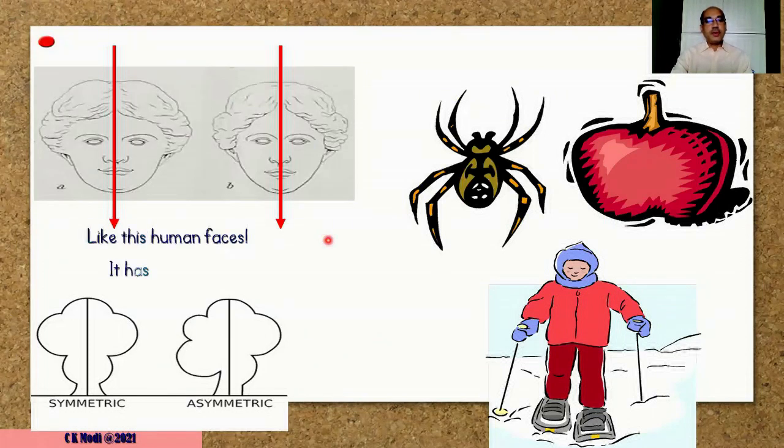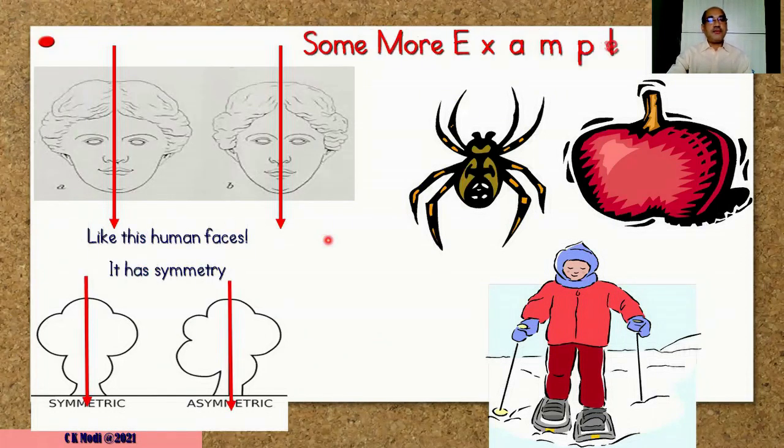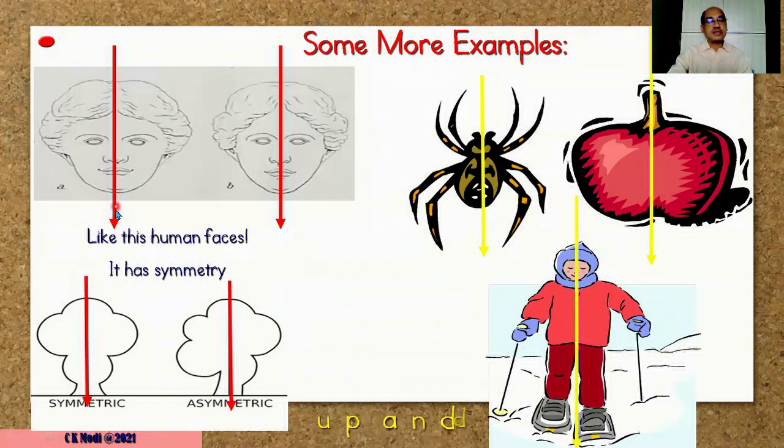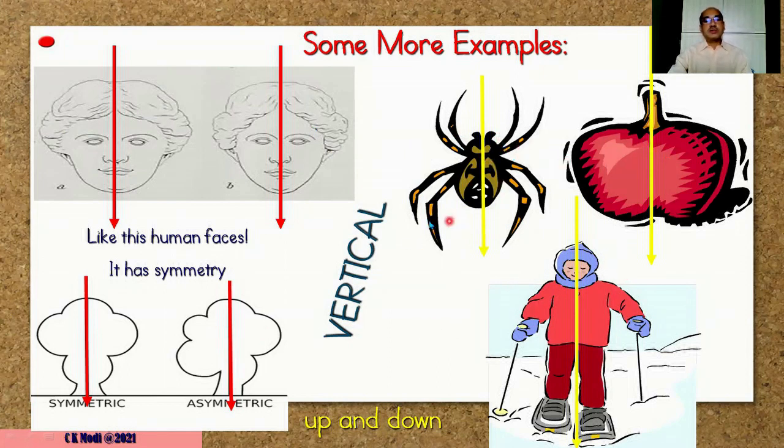Look at these human faces. Now, if a line passes through the center of this face, it divides the face into two parts. This part is a mirror image of this part, and therefore we can say that it is symmetrical. Look at this insect, which is also symmetrical. This part is a mirror image of this part. Apple. So all these examples are symmetrical.